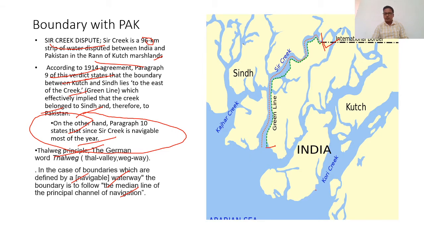So apart from that, you can see the Kori Creek. This is the largest creek India has in this region. Kori Creek was a paleo deltaic region of the Indus. Paleo means ancient. In geography we do not use ancient, we use paleo. In history we use ancient. In geography it would be paleo. Paleo delta of the Indus.